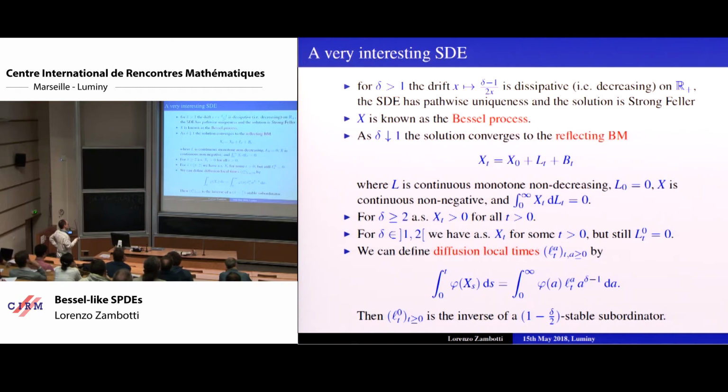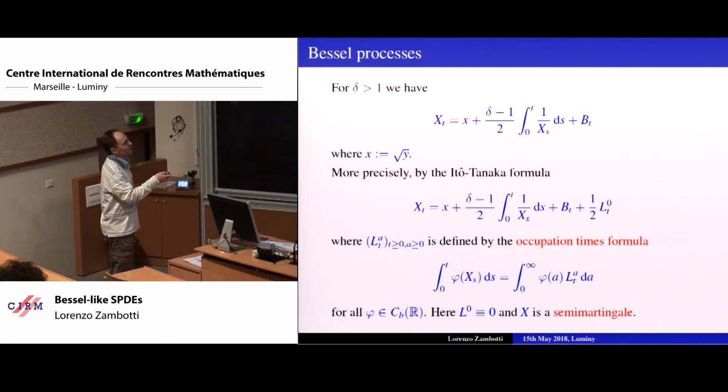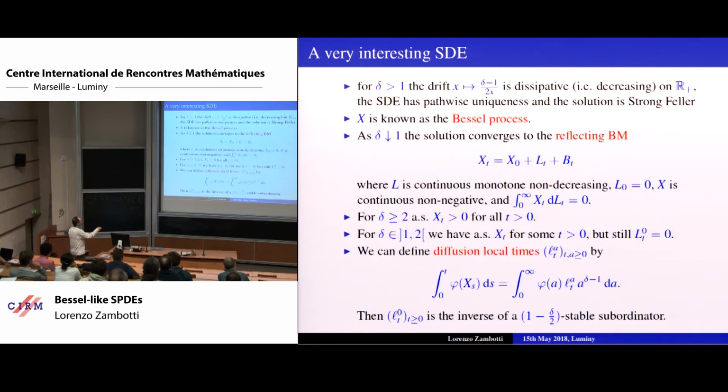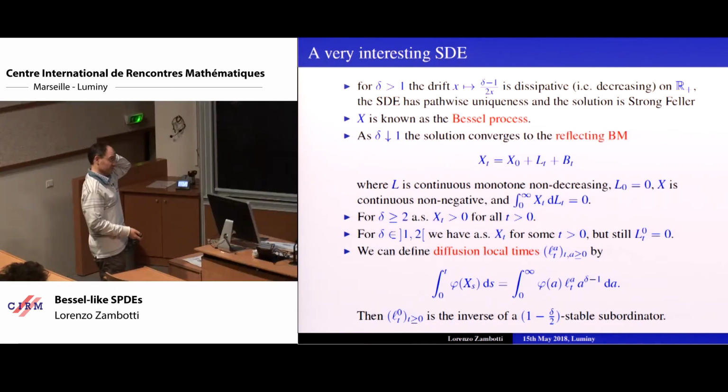So x is known as a Bessel process. As delta goes to 1, the solution converges to the reflecting Brownian motion. So now this term, you see, I was saying before, when delta goes to 1, this goes to 0, but this blows up, and the result, so 0 times infinity, so in fact gives a process which is like L0, and now L0 is not 0 anymore. So it is a monotone, non-decreasing continuous process, which is null at 0, and x is continuous or negative, and you have this condition. So again, L increases only when x is 0.